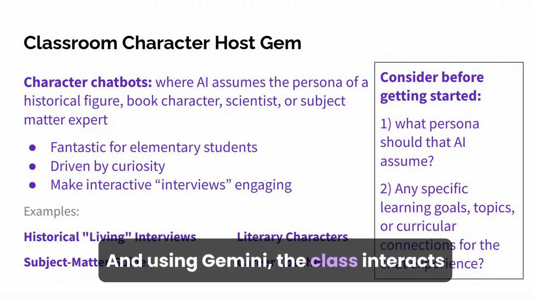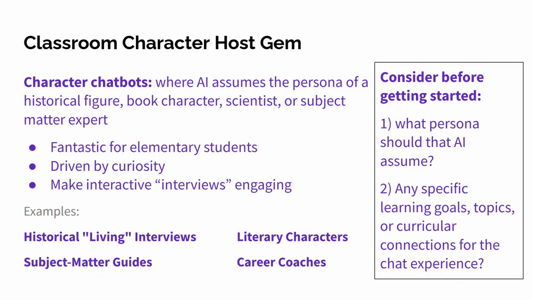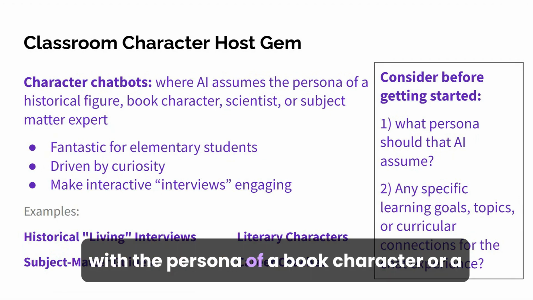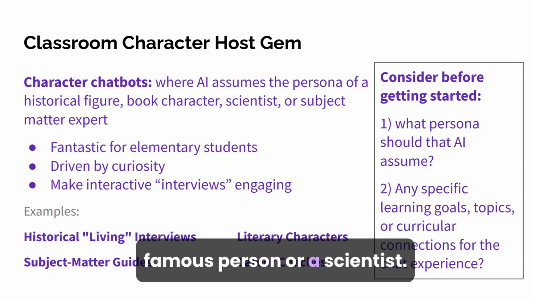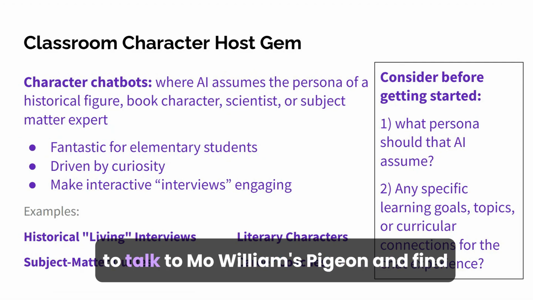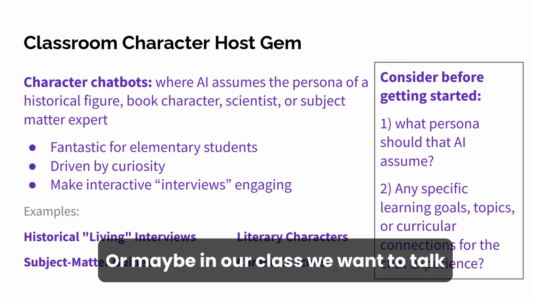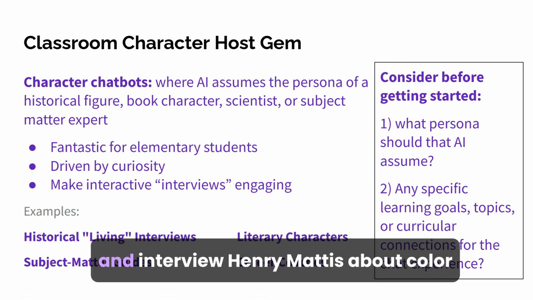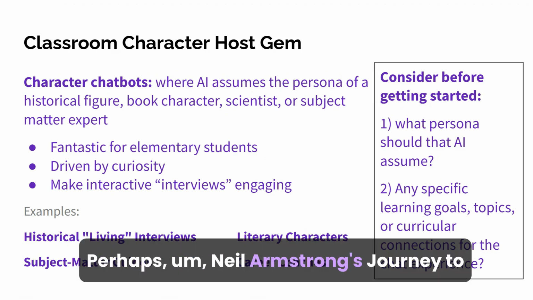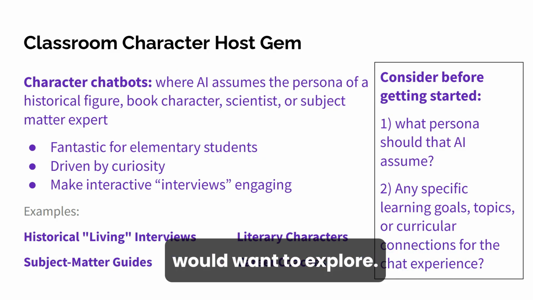And using Gemini, the class interacts through discussion and interview with Gemini, but Gemini is now acting with the persona of a book character or a famous person or a scientist. For example, maybe the class wants to talk to Mo Willems' pigeon and find out exactly why he wants to drive the bus. Or maybe in art class, we want to talk and interview Henri Matisse about color choice.